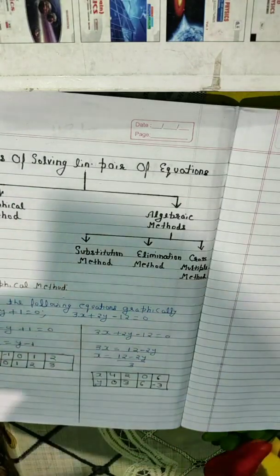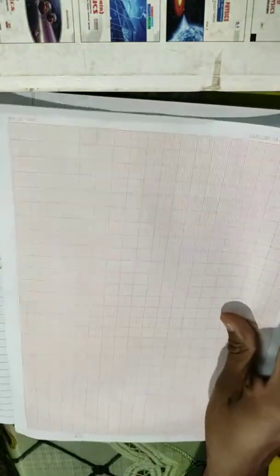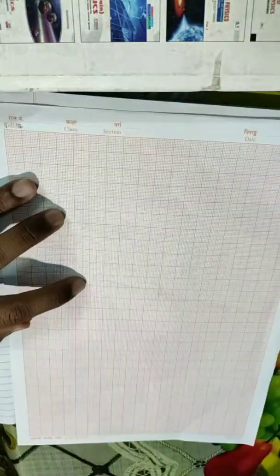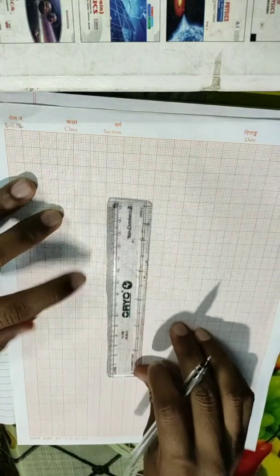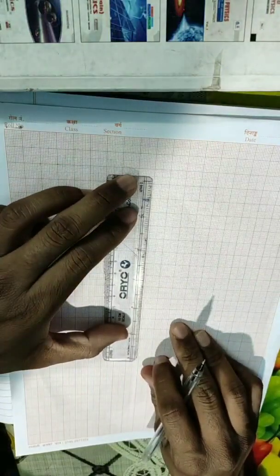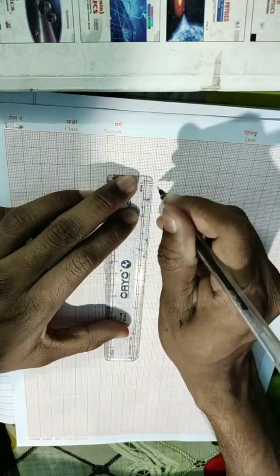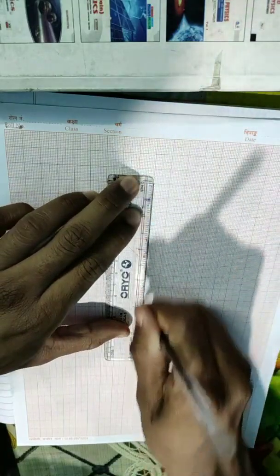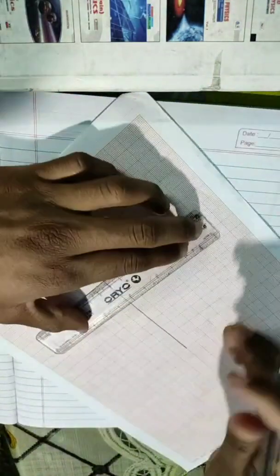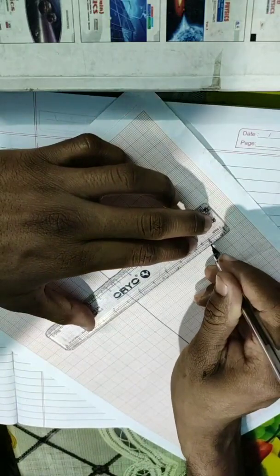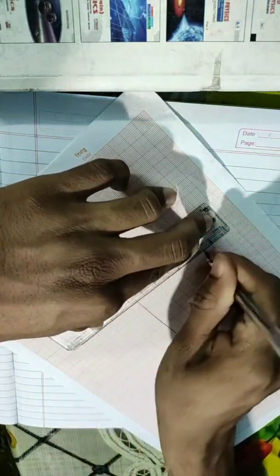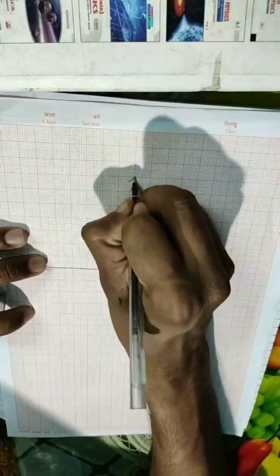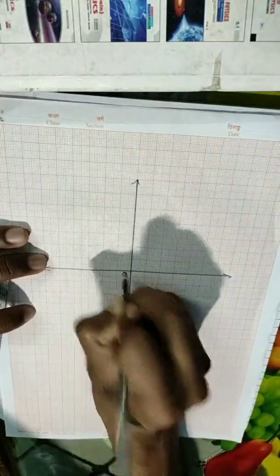Now I will draw the graph. So it is our graph. We will represent the solutions on the graph. So students, you will be given the graph in the board exam, and this kind of question you have to solve in the graph only. First of all, make the two axes. This is our x-axis, this is our y-axis, origin.